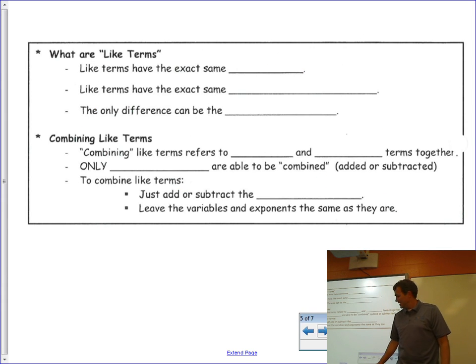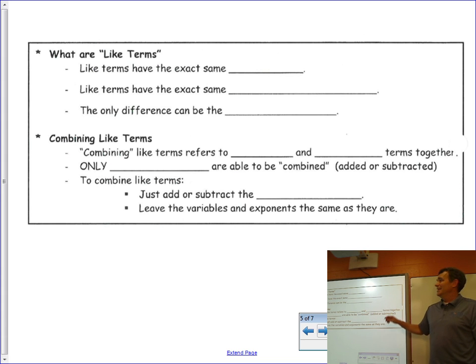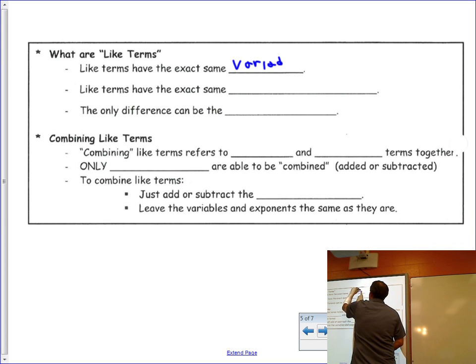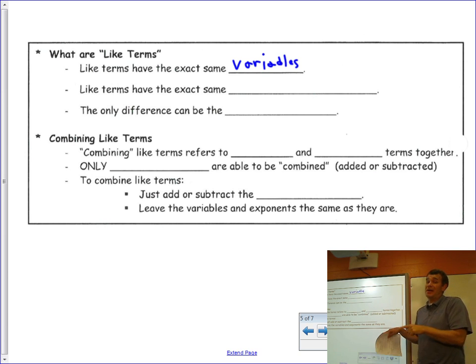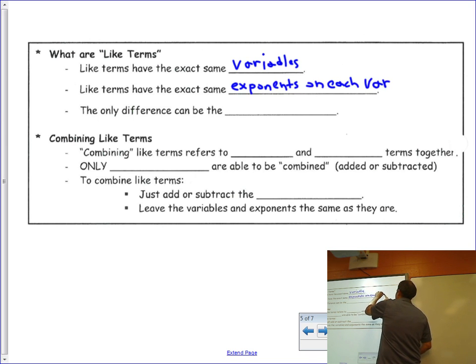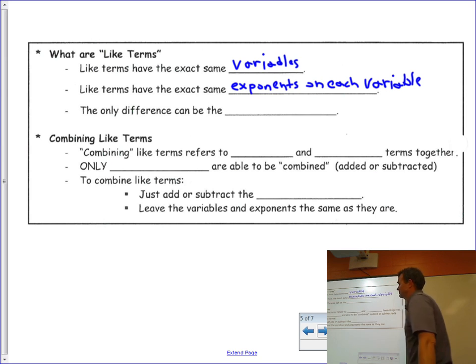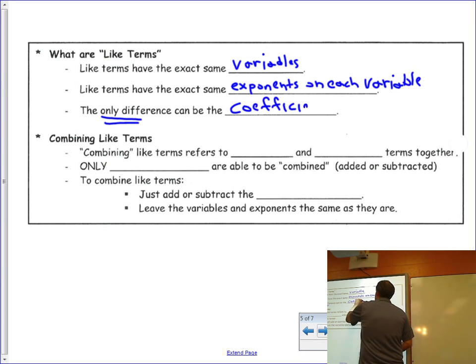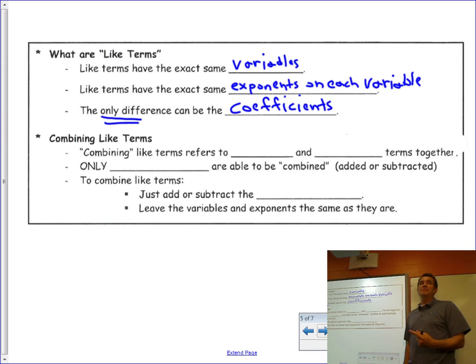Let's move to the important thing, combining like terms, which is why we started this whole thing. All right, what are like terms? Like terms have a couple things in common. It's what makes them like. Like terms have the exact same variables. These would be two terms that have the same variables on them. Like terms have the exact same exponents on each variable. So the only difference when you have two terms, if they're going to be like terms, their only difference can be the coefficients. Variables got to be the same, exponents got to be the same, coefficients can be different.